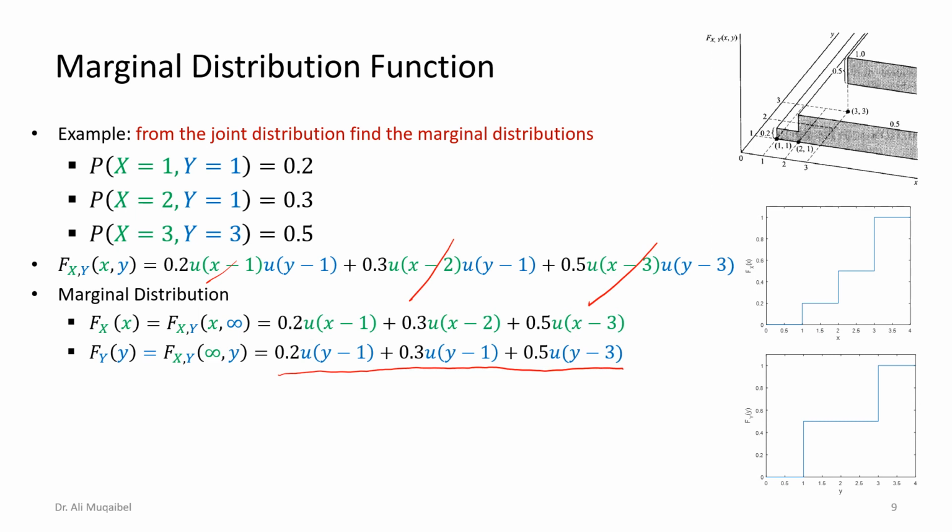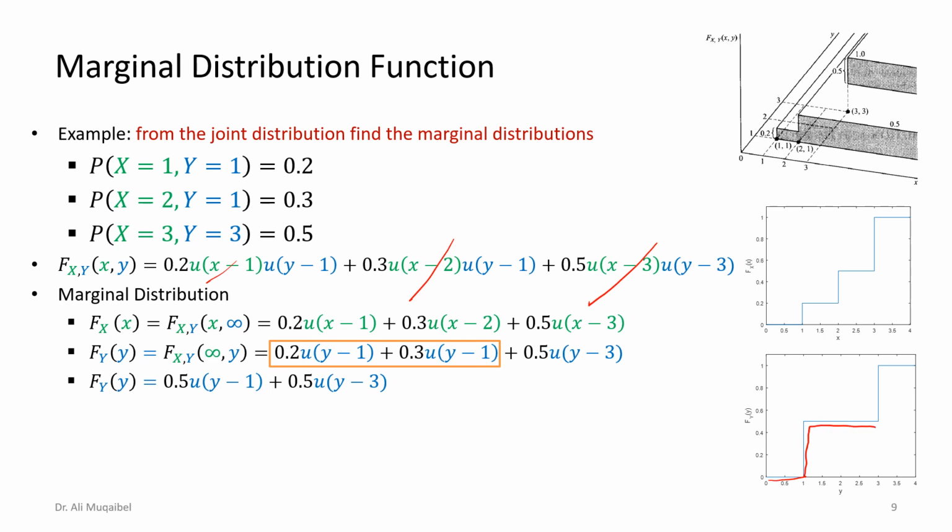But this can be simplified because we have 2 unit step functions with the same coefficients, and if we add them together, we get the following CDF. So it would simplify to 0.5 and 0.5. So that's the unit step function that we just got.